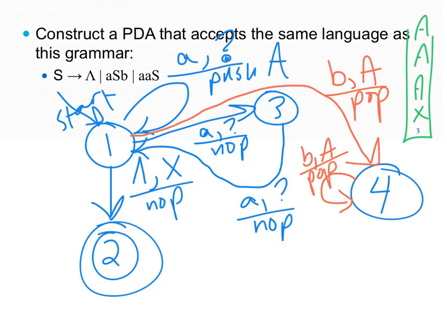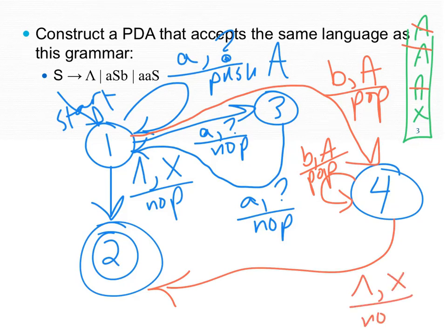I will pop that. But eventually, I'm going to get to the point, hopefully, if it's in my language, where I run out of all the B's. I've popped all of the A's off of the stack, and so now I'm left with an X again. And so now I can do, if I see a lambda and there's an X on the stack, do a no-op and go to my accept state.